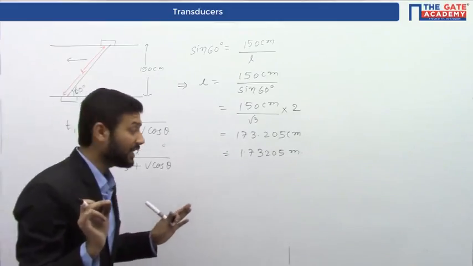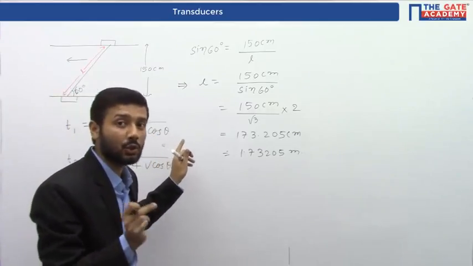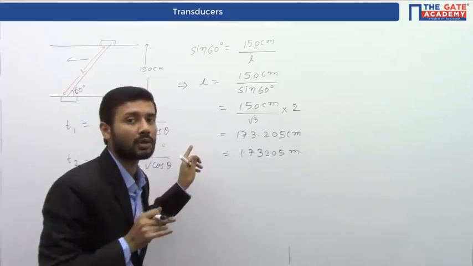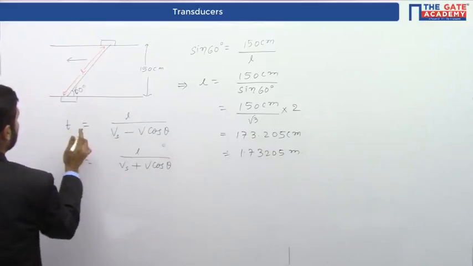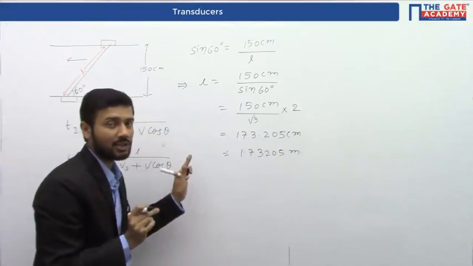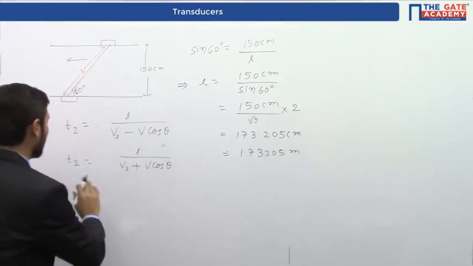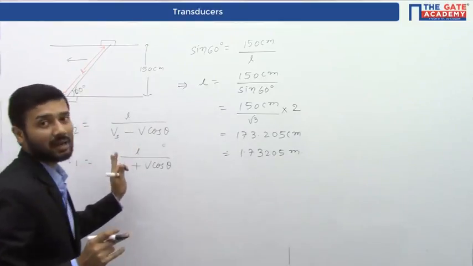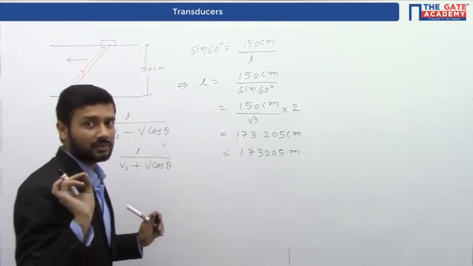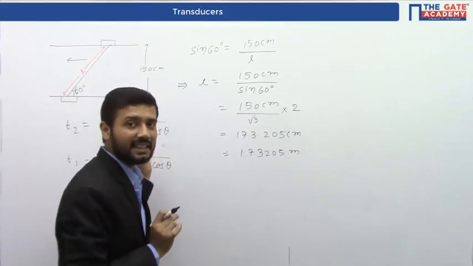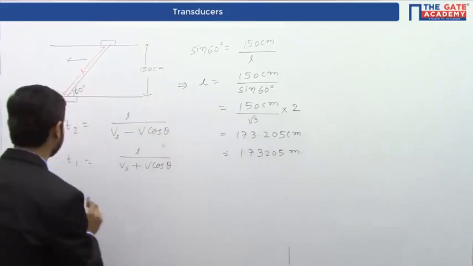T2 is given as 1 millisecond, which is more, so this should be less. So this T2 will be L by Vs minus V cos theta, and this T1 will be L by Vs plus V cos theta. Now we are just going to put the values of T, theta and this L. So we'll get two equations from here.